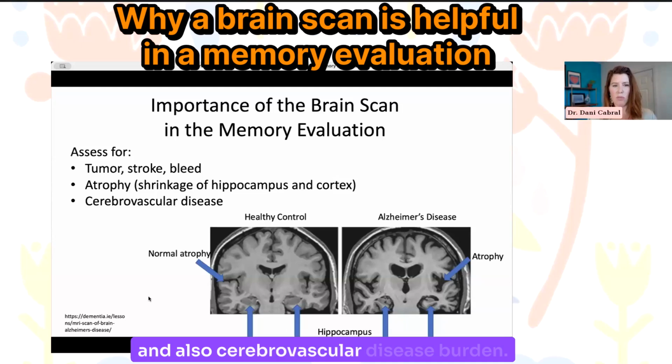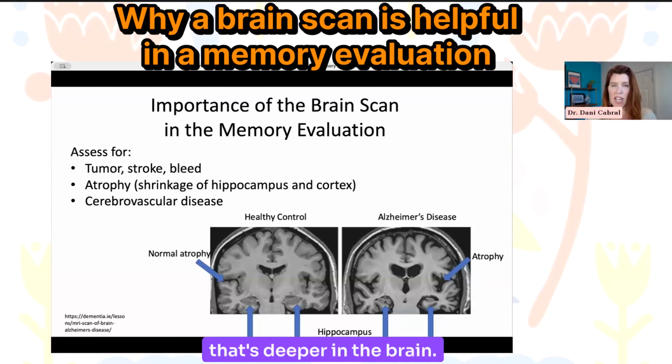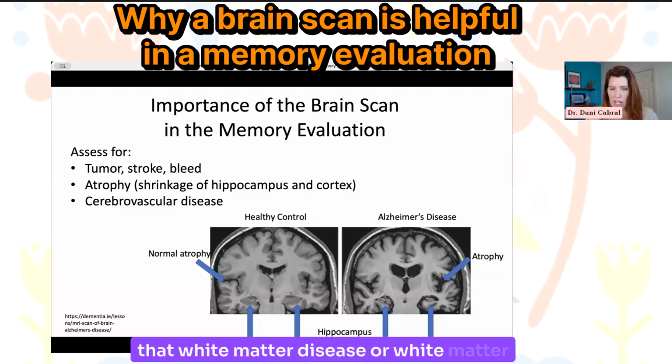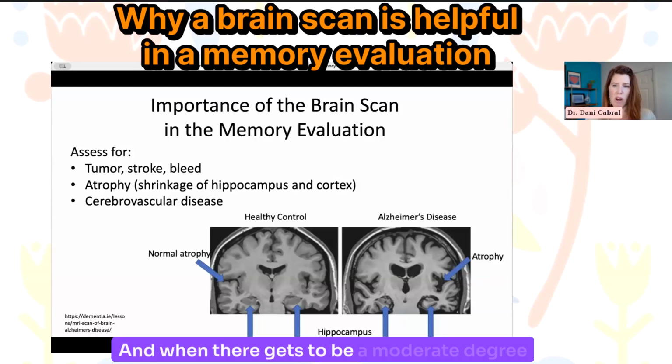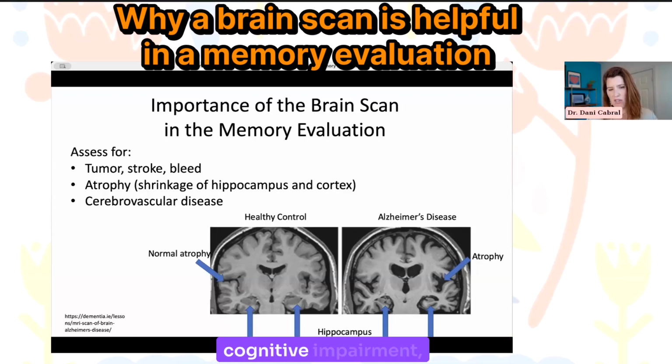And also cerebrovascular disease burden. That's deeper in the brain. And if a person has a lot of that, we call that white matter disease or white matter changes. I'm telling you this because you may see this on your or your family members' brain MRI report, that maybe there's a mild or moderate amount of white matter changes. And when there gets to be a moderate degree or more, that could be a primary cause of cognitive impairment.